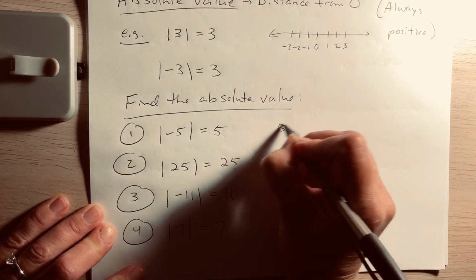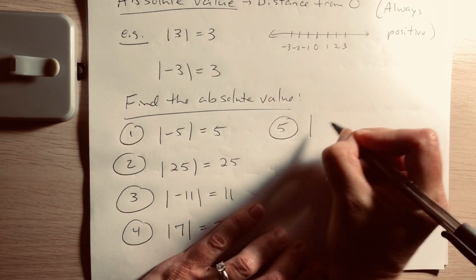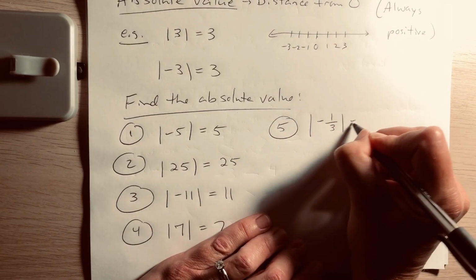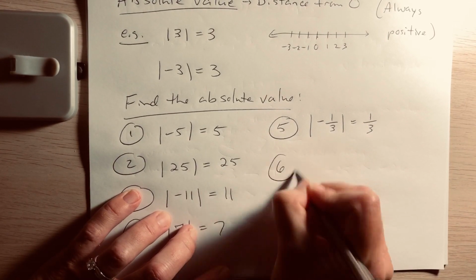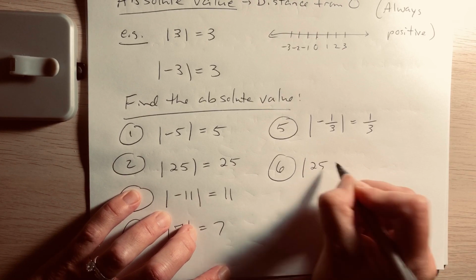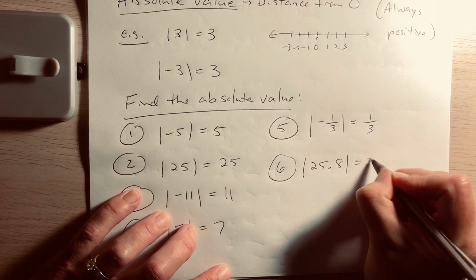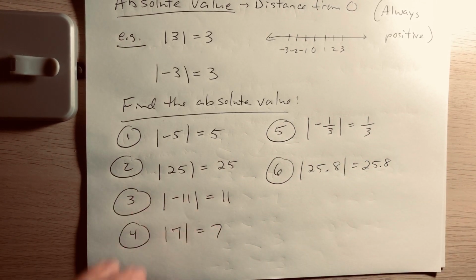Now, we're primarily talking about integers today, but if I were to take the absolute value of something like negative 1/3, that would be 1/3, or something like the absolute value of 25.8, that would be 25.8, its distance away from 0.